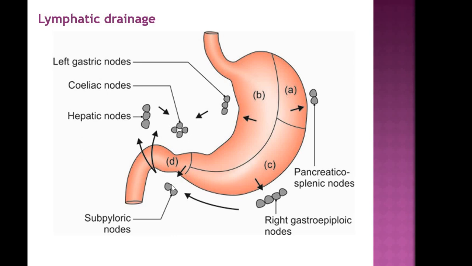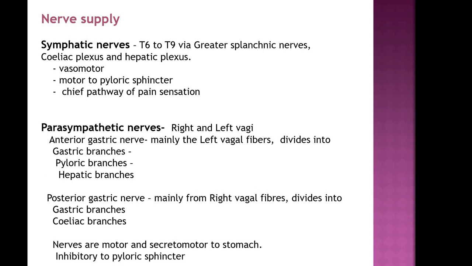And lastly, area D, the pylorus, drains in various directions, that is the subpyloric, hepatic and left gastric nodes, and lastly it drains to the celiac group of lymph nodes. Lymph from the celiac nodes drains into the intestinal lymph trunk to drain into the cisterna chyli. Now we will study the nerve supply.